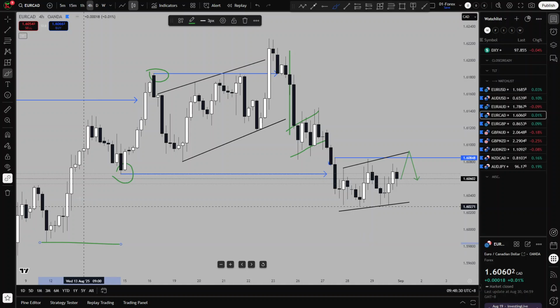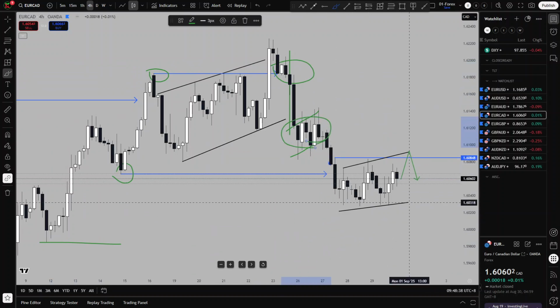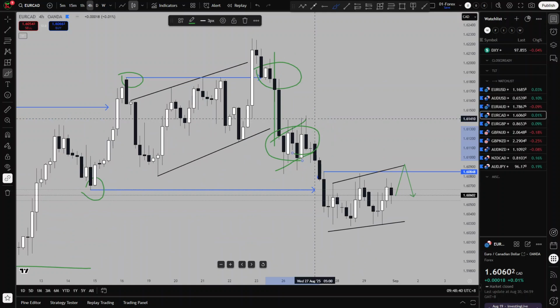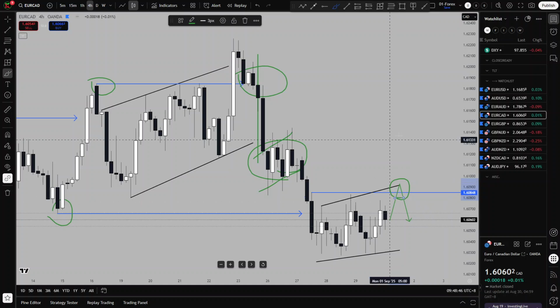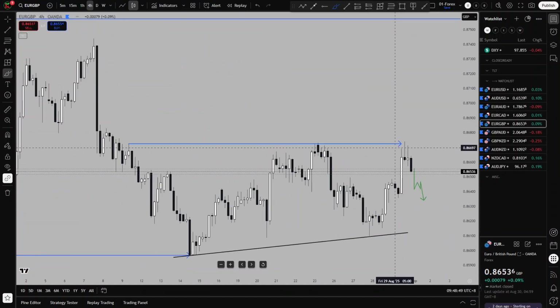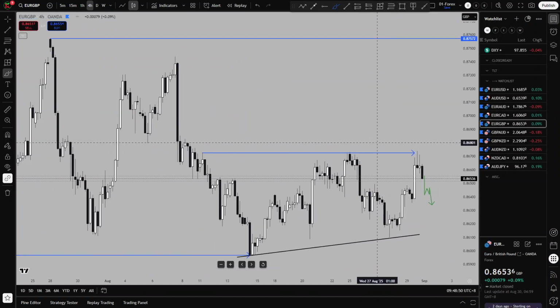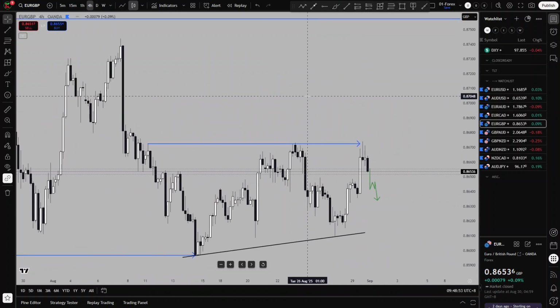We still have more room to the downside, and sequence wise we had a small consolidation, a bigger one, and now the next larger one. So this all makes sense in terms of sequence, and therefore I'm looking to enter a short continuation in this area here. Euro pound on the 4-hour time frame, a similar picture.